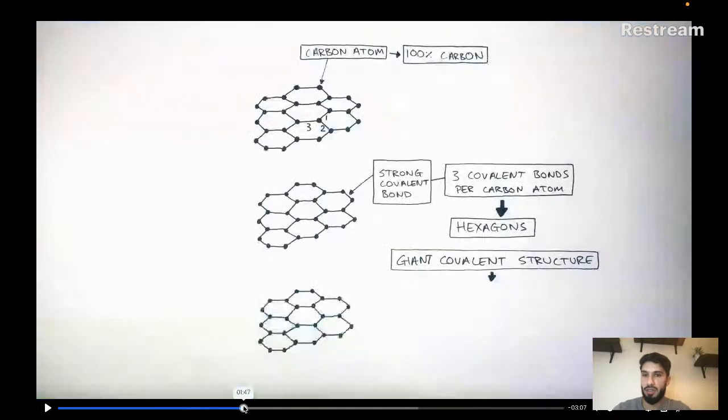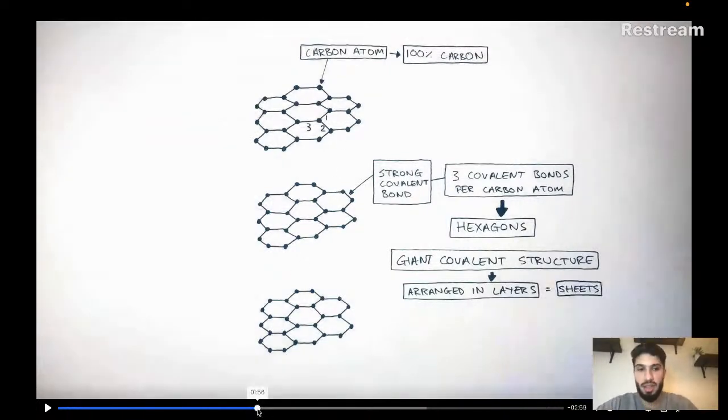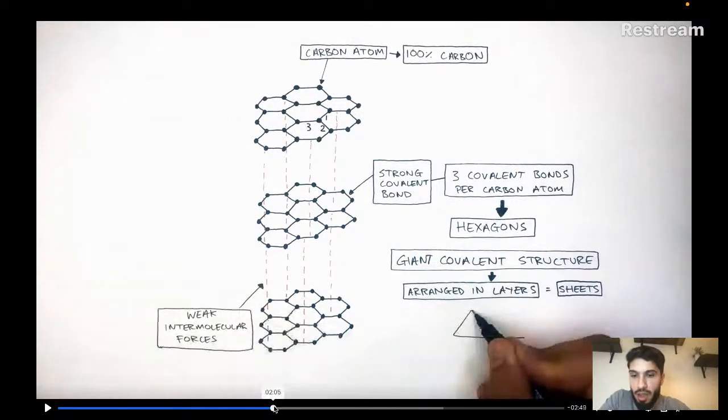Giant covalent structure, excellent. Now, in more detail, we can see how graphite is arranged in layers, also known as sheets. This is very important because in between the layers or the sheets, there are weak intermolecular forces, and we already know that these forces are weak. However, graphite does have a very high melting point because it has a giant covalent structure and the sheets are very close together.